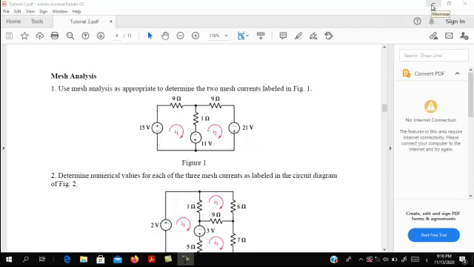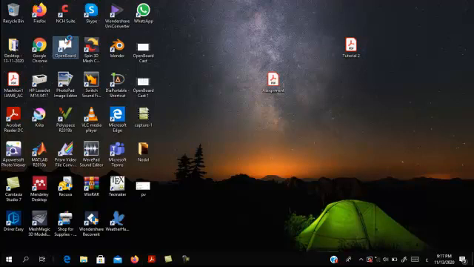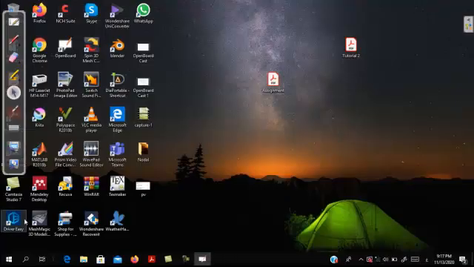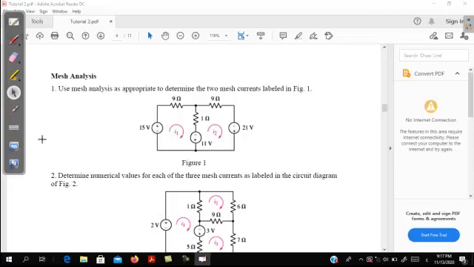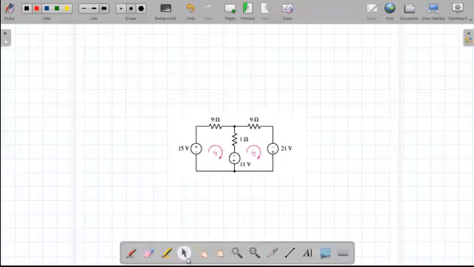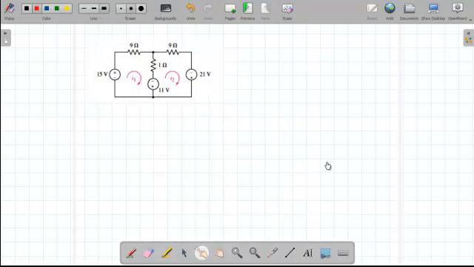So we start with the mesh analysis. In the first problem, we need to find the mesh current in this circuit. I think it's just straightforward. So here we have two mesh currents, I1 and I2. We don't have any supermesh. We don't have any current source in our circuit, so it's easy for us to just write our KVL equation for each mesh.